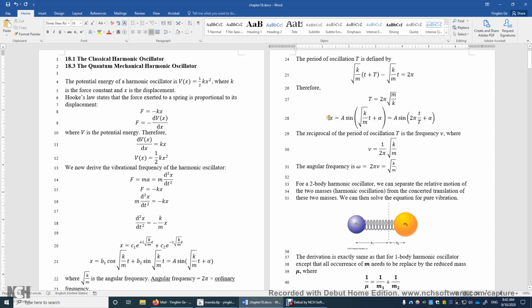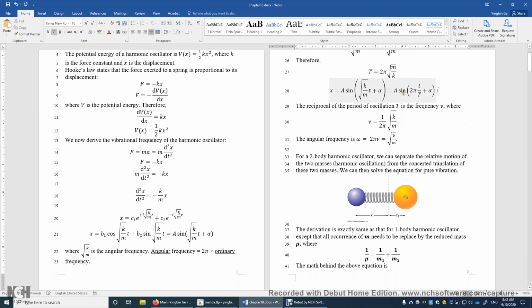And also, we can rewrite this displacement of the spring to be this sine function or this sine function: sine of 2 pi multiplied by time over 1 period of oscillation plus the initial phase. Once we have the period of oscillation, uppercase T, we can take its reciprocal to get the frequency. So the frequency is 1 over 2 pi times the square root of k over m.